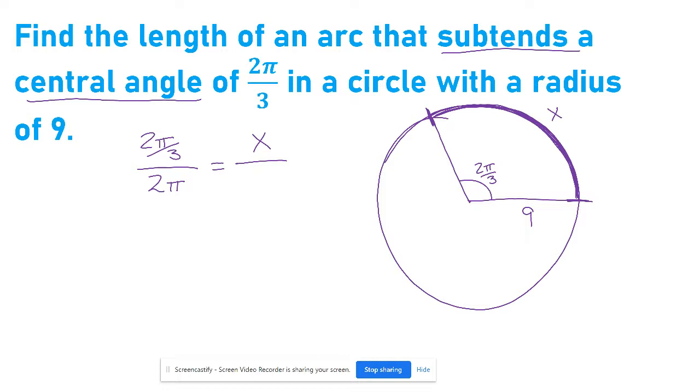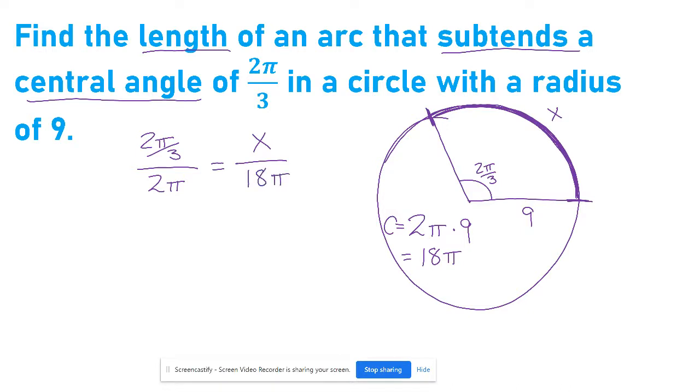So one thing to look for is if it says length, especially like length of an arc, you're dealing with circumference. If you are dealing with area, it will say area. Otherwise, if it's a distance or a length, you're talking about circumference. So our circumference here, 2 times pi times the radius, which is 9, that's going to be 18 pi. So we have x over 18 pi.